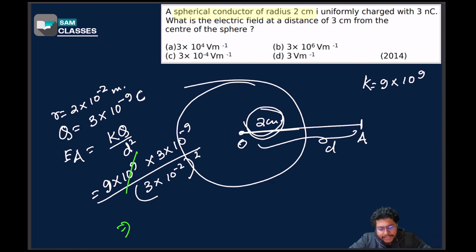What you can see directly is that this and this you can cut. 9 into 3 is 27, and then directly 27 by 9, so you'll get 3 here. And the power is cut, and the power you'll get is 10 power 4. That's it.